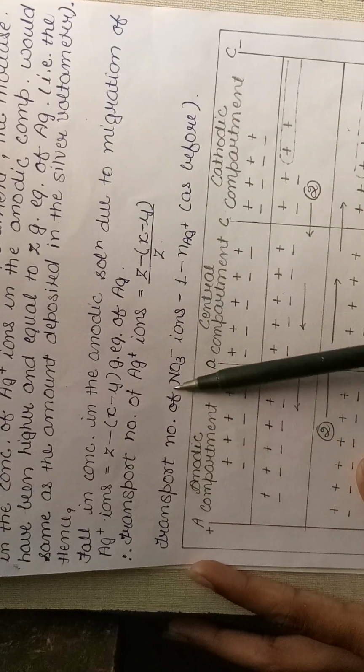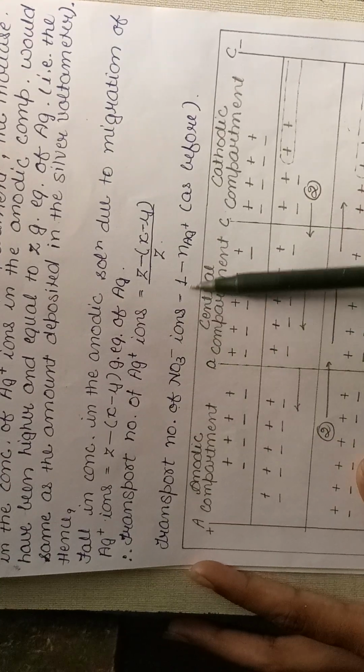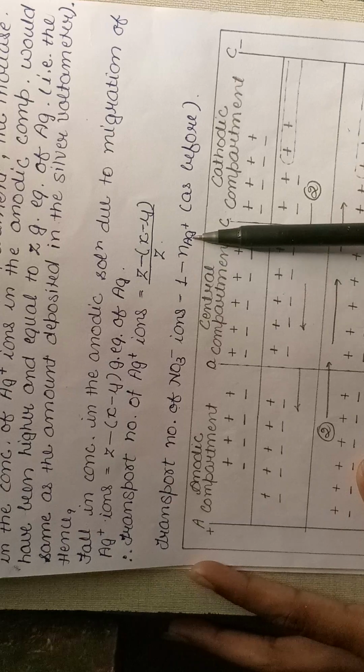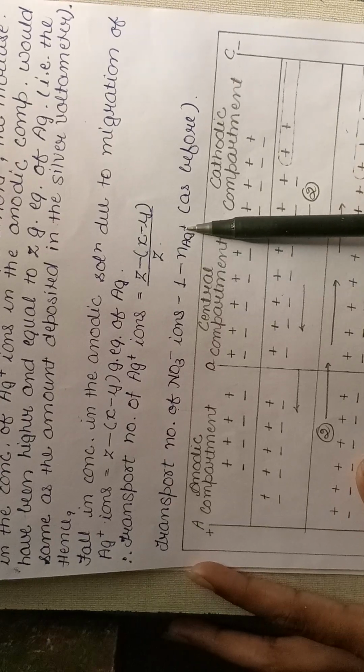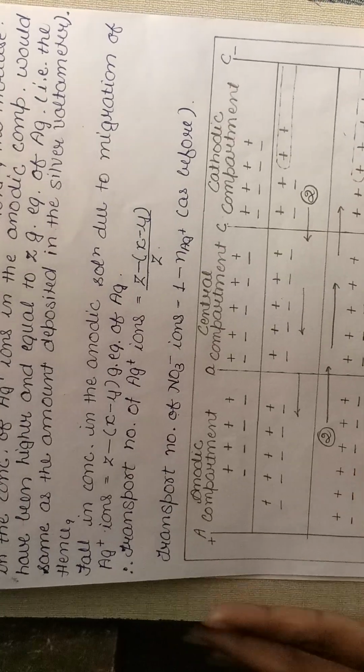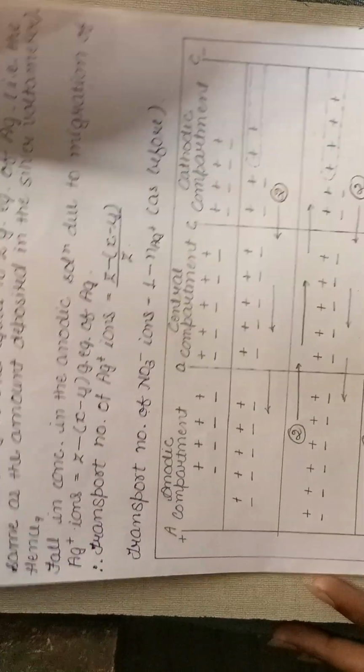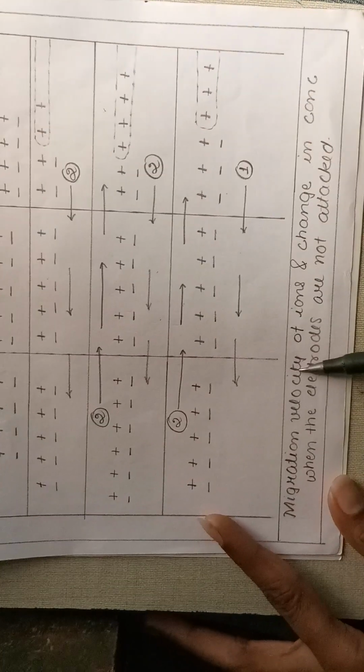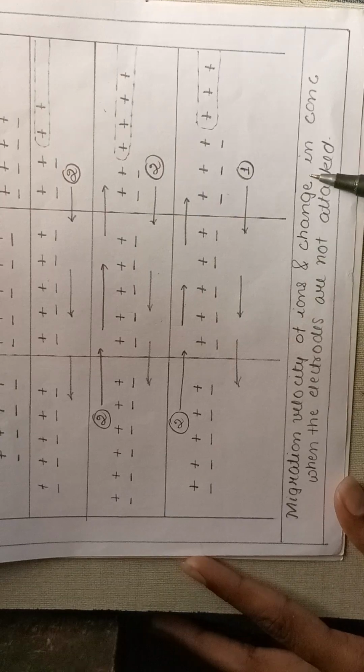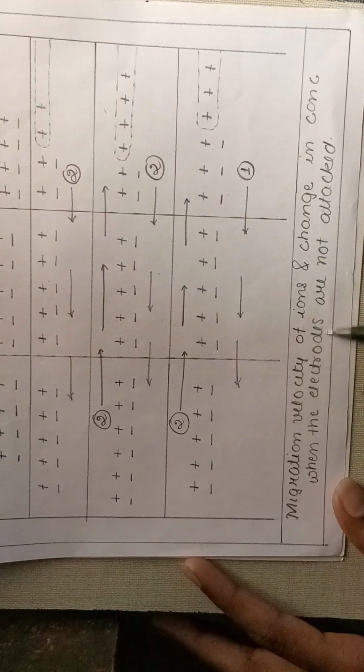So the transport number of NO3 negative ions is equal to 1 minus the transport number of Ag positive. Now this is the case of migration velocity of ions and change in concentration when the electrodes are attacked.